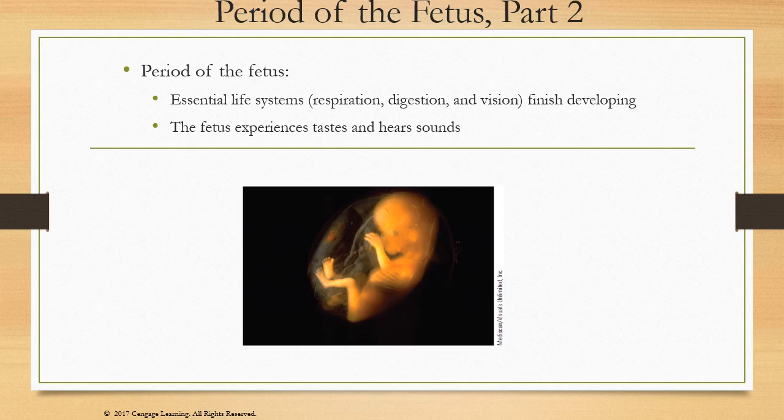So let's look a little bit more into the period of the fetus. Essential life systems, respiration, digestion, and vision, finish developing. So there's a major thing. What makes a fetus viable, right? One of the main things they look for, all those people that want to go into NICU and work with NICU babies, is that they need to get what's called surfactant.